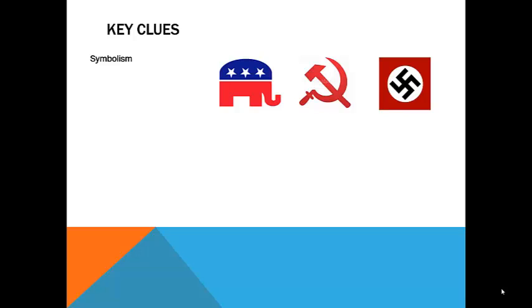For example, here we have the elephant of the American Republican Party, the sickle and hammer from communism, and the swastika from Nazism. Common symbols that you may see in cartoons.